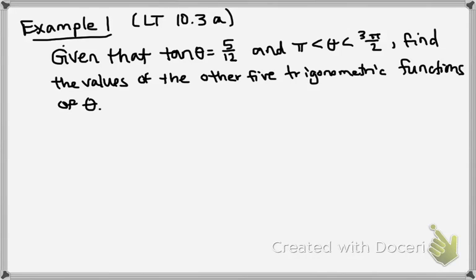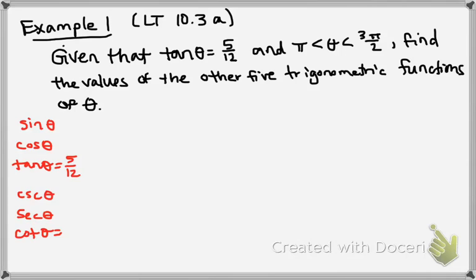So what I'm going to do, just off to the side, is make a list so I know which ones I still have to find. Sine, cosine, tangent, they did give us, so I'll put in the 5/12. The reciprocal of sine is cosecant, the reciprocal of cosine is secant, and the reciprocal of tangent is cotangent. By knowing that the tangent is 5/12, it makes it very easy to find the cotangent, which is just the reciprocal, so it's 12/5. So I've got 2 of the 6 that I need, and now I need to find the other 4.